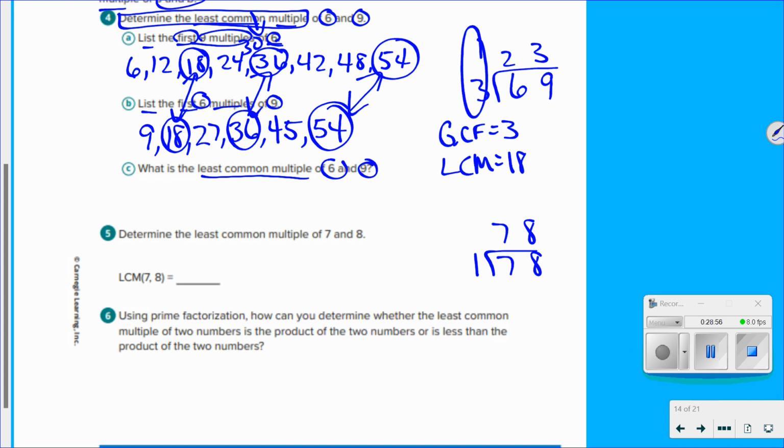Ricardo? If they are relatively prime, I just multiply the numbers. What's 7 times 8? 56. So my GCF is 1. If they are relatively prime, my LCM is going to be the numbers multiplied by each other, 56. So my LCM in this case is 56. Is everybody tracking so far?